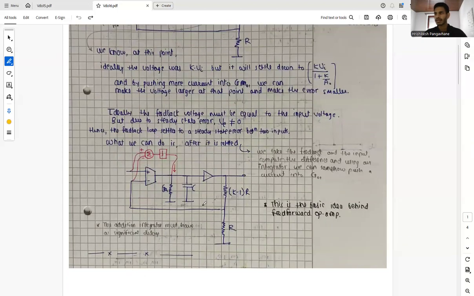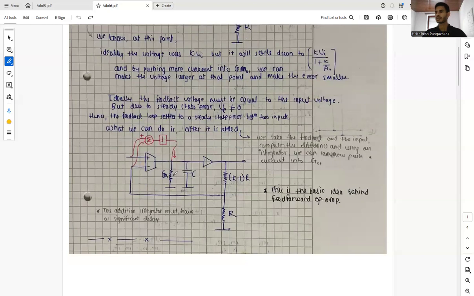Then we can place it in a negative feedback loop with the additional integrator, and it must have a significant delay. We have to first let the steady state arrive for this op-amp, and then we have to make this additional integrator come into the picture. So this is the basic idea. I hope I have properly laid out the idea in layman's terms for the feed forward op-amp.